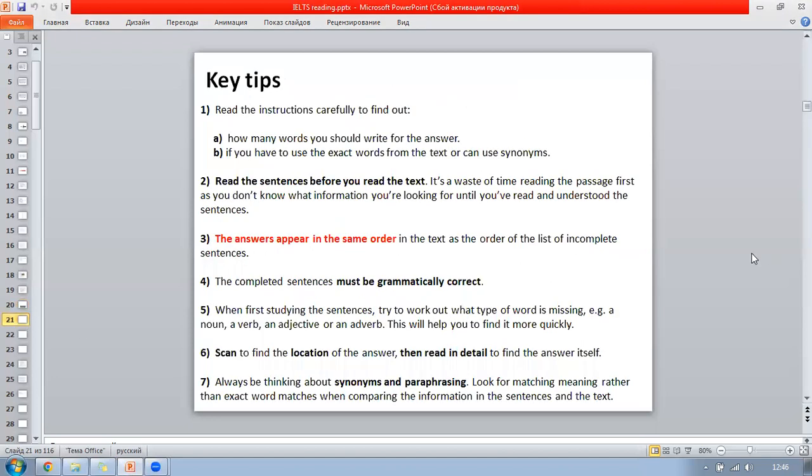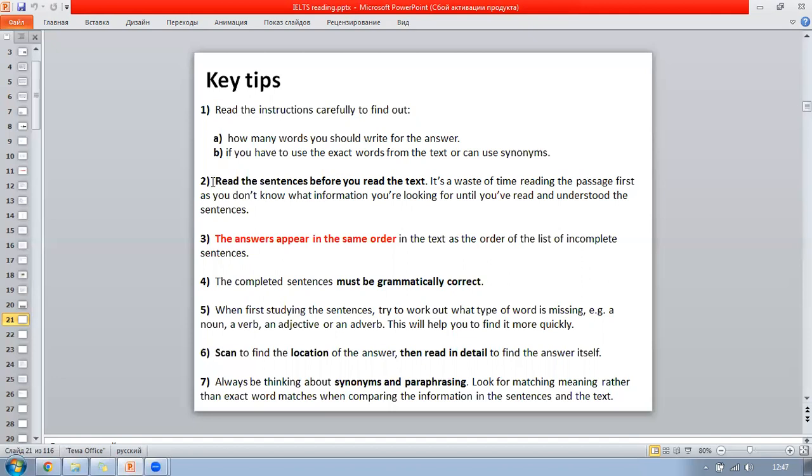So how to deal with these types of questions? Firstly, you need to read the instructions. Of course, you need to understand where exactly you will find these words. Do you need to use some words from the text, like exact words from the text, or some synonyms? Sometimes it happens, but usually they ask to take words from the text.